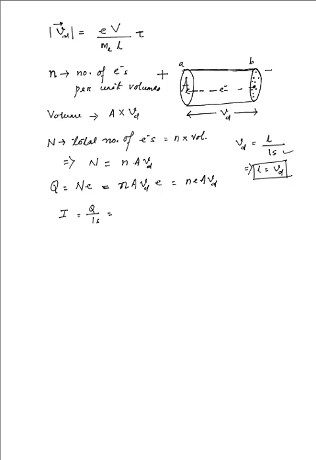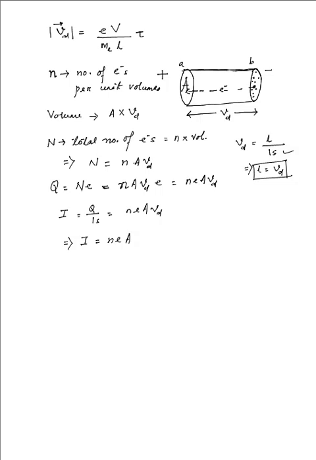So Q by 1 second, that means neAVd is what we have as the relation of current with drift speed. Now if you observe this closely, n, e, A are constant quantities or constant terms when we are considering a known conductor. Let us suppose, say, a copper wire.